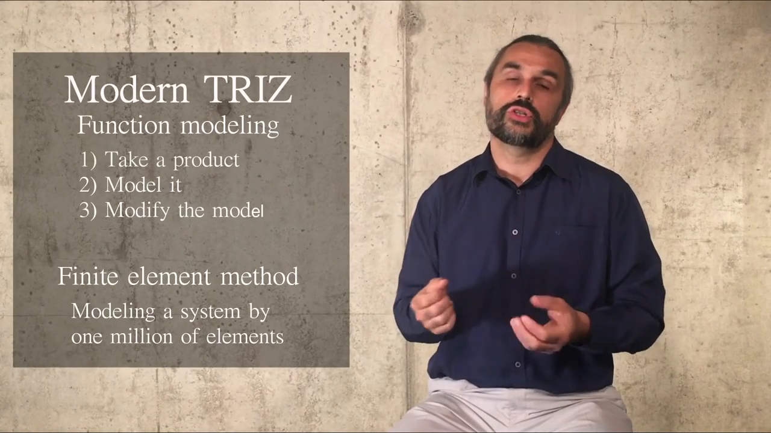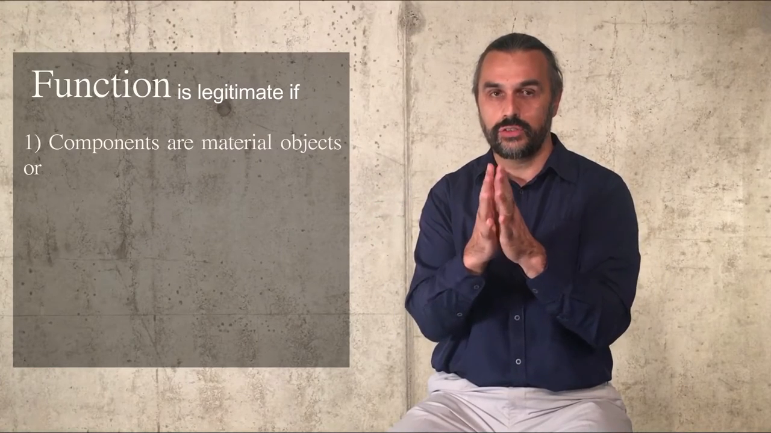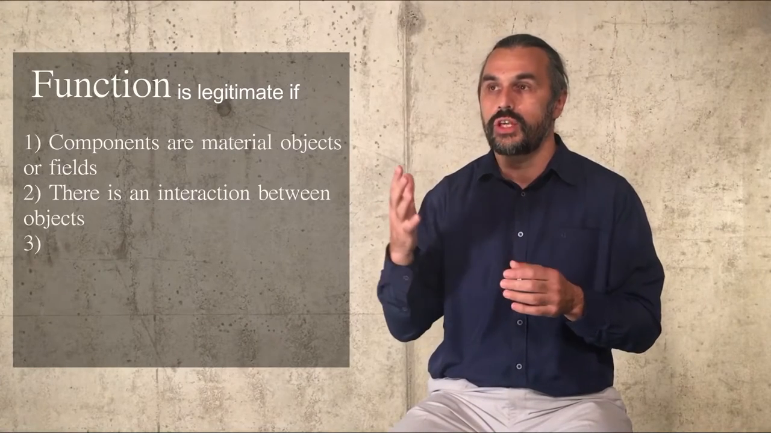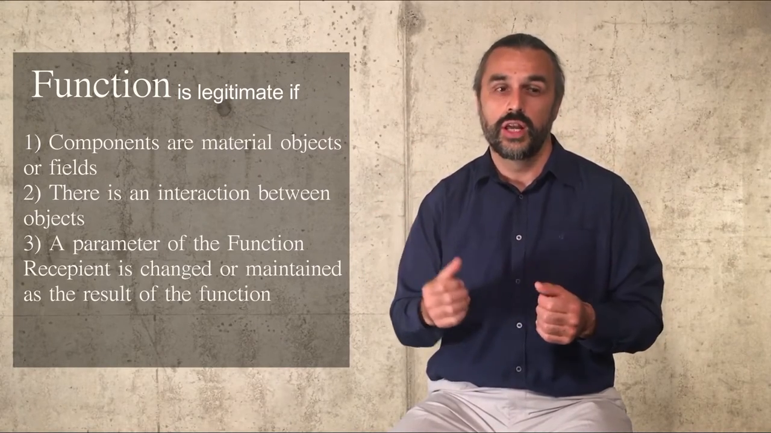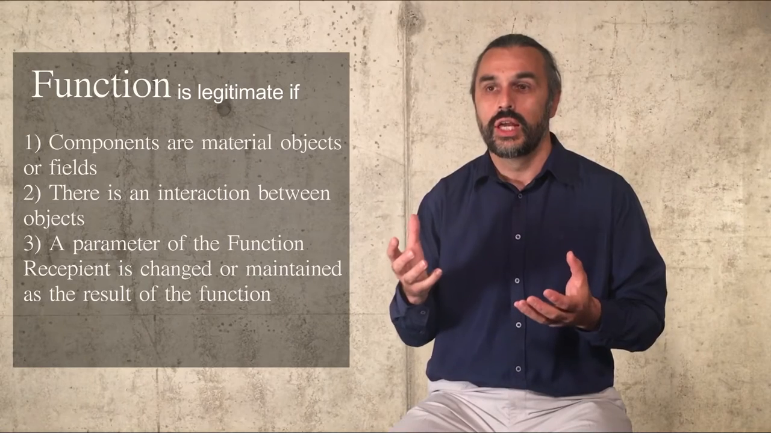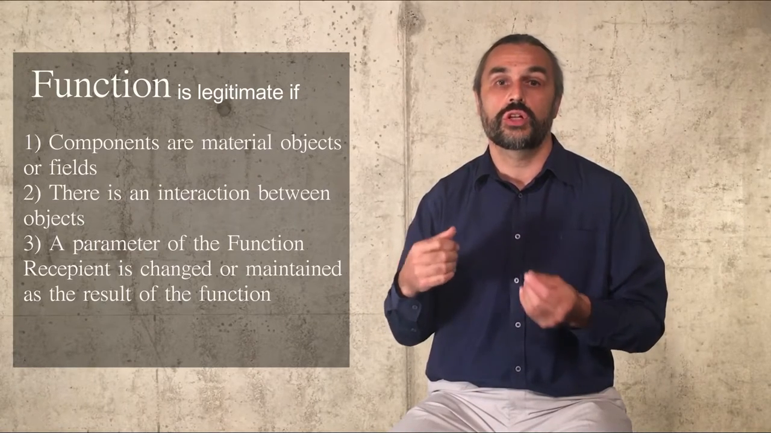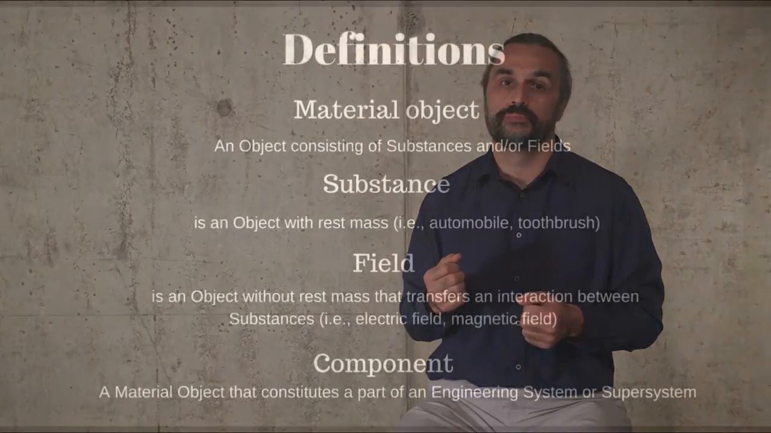Okay, the core concept of functional modeling is function. The function is legitimate when you have two material objects, they interact, they touch each other, and there is a parameter of the function recipient that has been changed or maintained as a result of this function. Although it sounds pretty inoffensive, you will see how this definition of function helps you to get rid of thinking inertia, of conventional understanding of some functions that are just ghost functions, that don't do anything. So it will help you to come up with a definition of functions that would force you to think about inventive design.